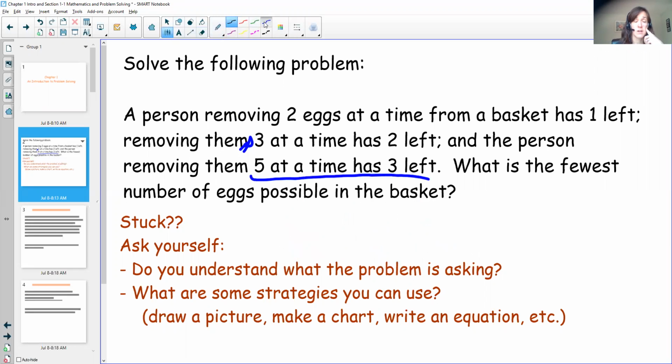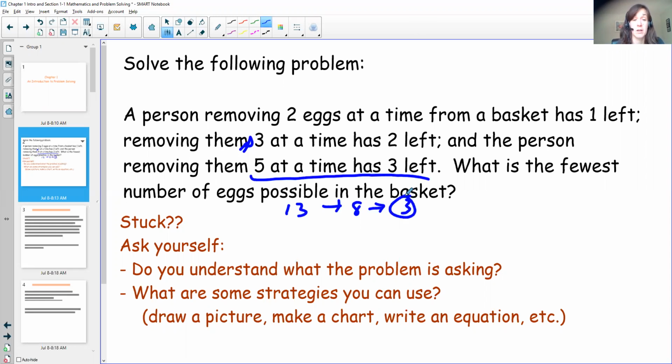Now let's try something else. Let's think about what we could try next that would be smart. I was going to start with the 5, so I started with 8. Maybe I want to take out another group of 5. So 8 and 5 is 13. Maybe 13 will work. Let's try it. If I have 13, I can take out 5, and that's going to give me 8. I take out 5 again, and that's going to give me 3.